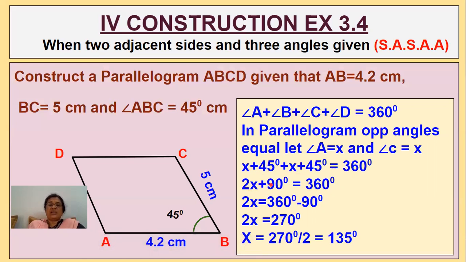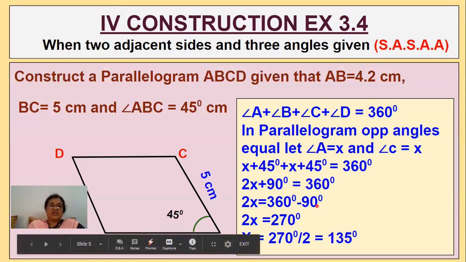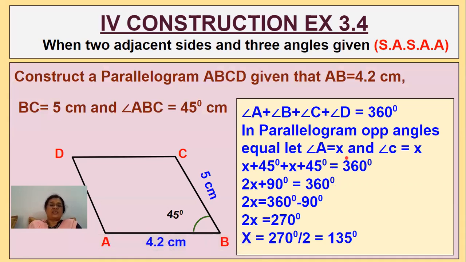And when you take this 90 to the other side, it will become minus. So 360 minus 90, you will get 270. So 2x is equal to 270. Then x is equal to 270 by 2. When you divide it, you will get 135 degrees. So what will be the angle at A and C? Yes, it will be 135 degrees. So the angle at C and the angle at A will be 135 degrees.